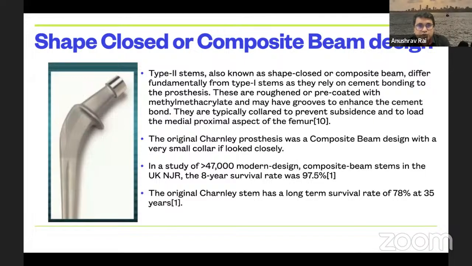Type 2 is the shape closed or the composite beam. It is different from the type 1 stem in that it has grooves or a calcar collar, which prevents subsidence and loads the medial proximal aspect of the femur. The original Charnley prosthesis was a composite beam design with a very small collar, if looked closely. The original Charnley stem had a long-term survival rate of 78% at 35 years, and these current designs have an 8-year survival rate of 97.5%.